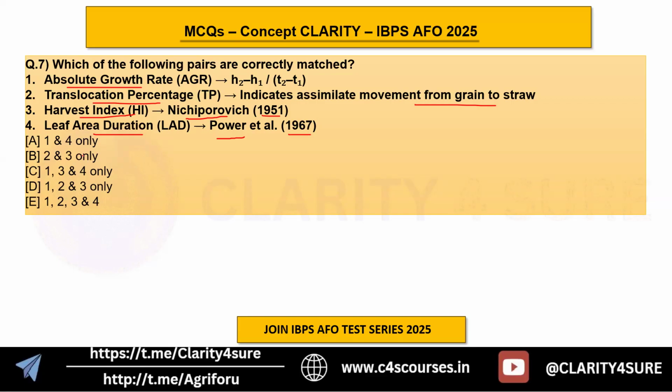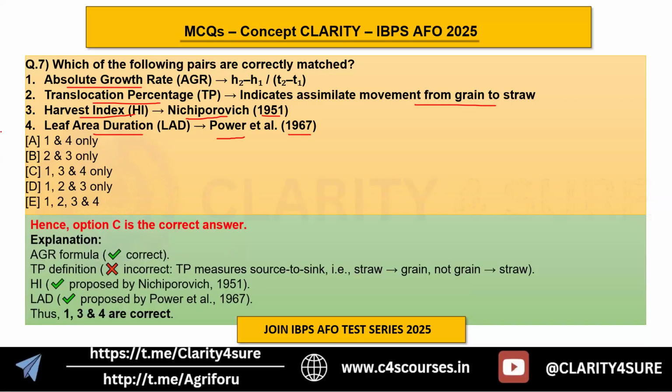So the correct pair for this question would be option C, 1, 3, 4 only. The second was wrong because translocation percentage measures the source to sink movement, that means straw to grain, not grain to straw. So it was reversed in this case.